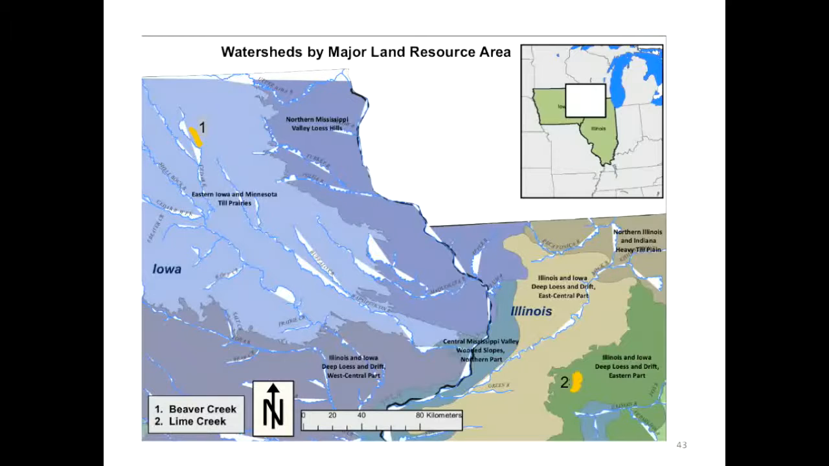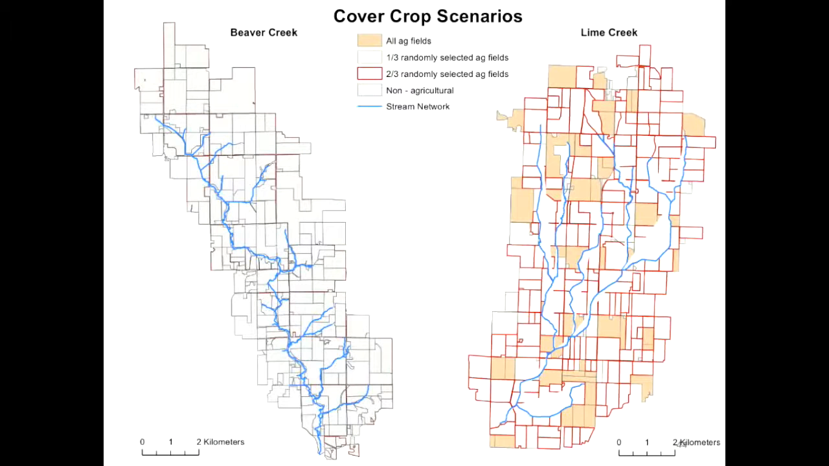This is actually described in detail in our JEQ paper that I'll give you the link to here at the end. We've got Beaver Creek in northern Iowa and Lime Creek over there in Illinois. Both of these are fairly heavily tile drained watersheds, but they're different types of landscapes. Beaver Creek over here is more dissected, whereas Lime Creek has a dissected area up in the top of the watershed, but essentially it's a very flat glacial plain out here in the lower part of the watershed.